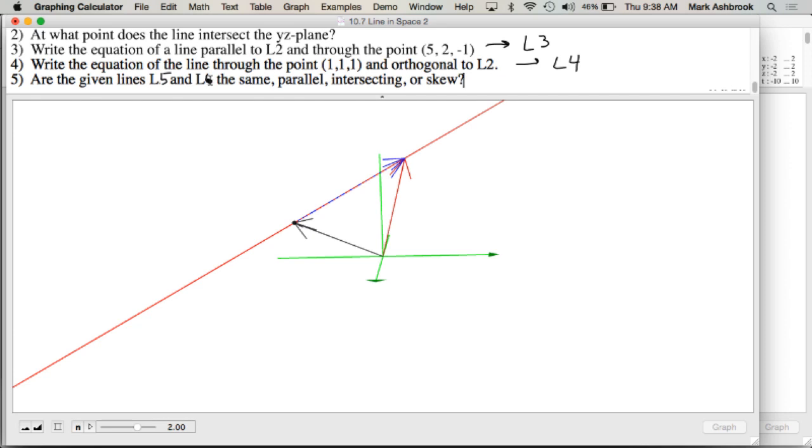Okay, so now 4 is a more challenging problem. Can you imagine what it's asking? So there's some point 1, 1, 1. I'll draw it here. Say 1, 1, 1. Okay, there's the point 1, 1, 1. I want the line that's through that point and also orthogonal to the line, meaning intersecting the line and orthogonal to it when it intersects the line. Can you imagine that?